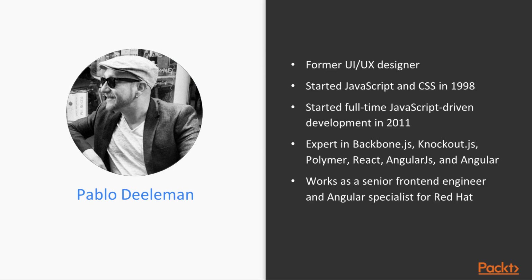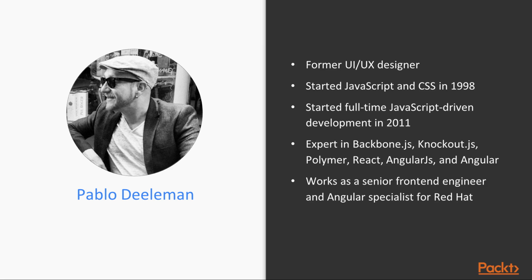Pablo Dillman is a former UI/UX developer who fell in love with JavaScript and CSS back in 1998, during the good old days of Netscape Navigator and Microsoft Internet Explorer 3. The discovery of Node.js back in 2011 became a turning point in his career, from where he decided to embrace full-time JavaScript-driven development, carving out a career as a JavaScript full-stack engineer with special focus on single-page application development.